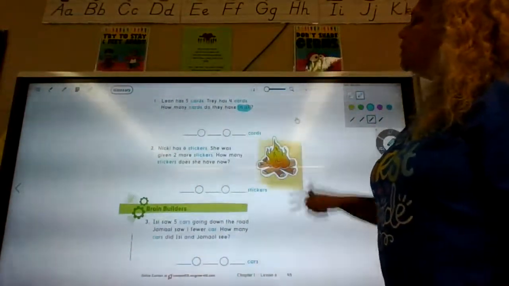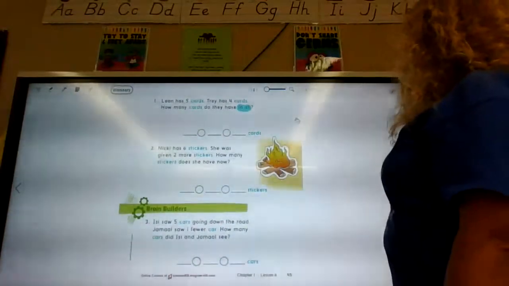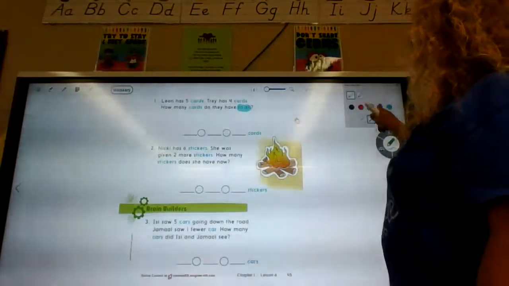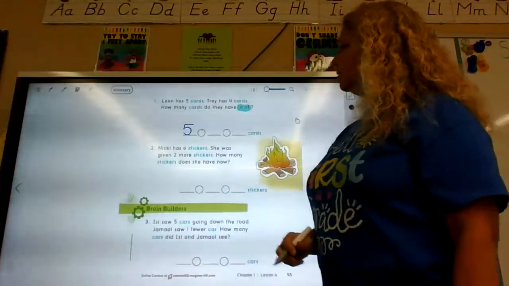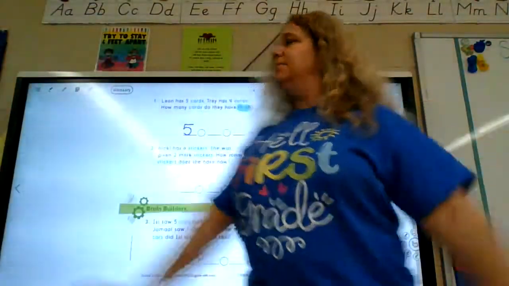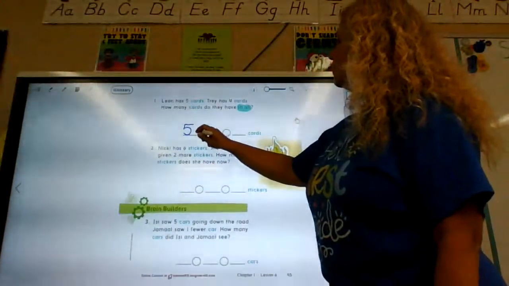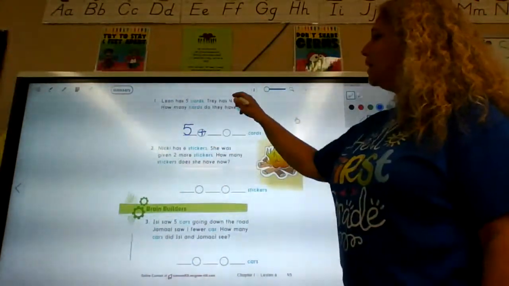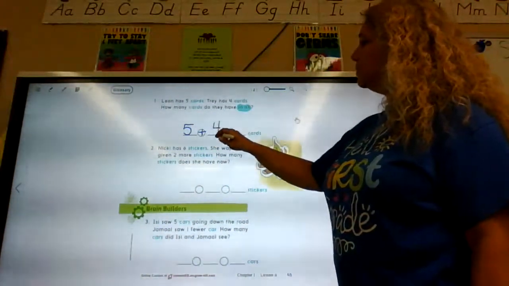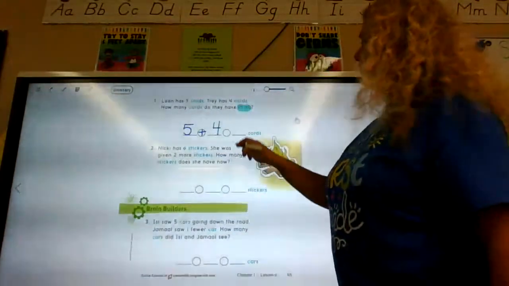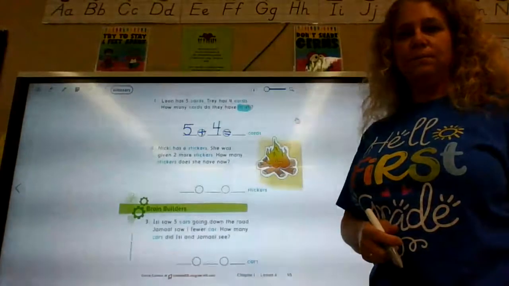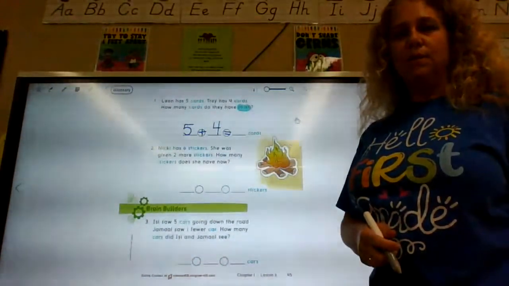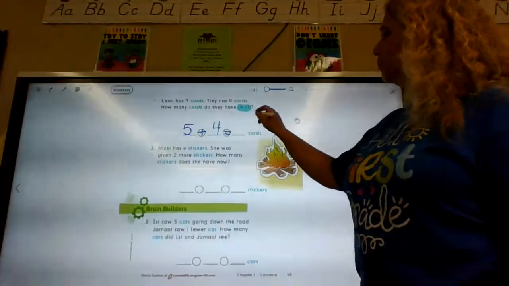Okay. So we know Leon has 5 cards. Plus sign. And we know Trey has 4 cards. Equal sign. 5 plus 4. See if you can figure it out. Fingers or draw.